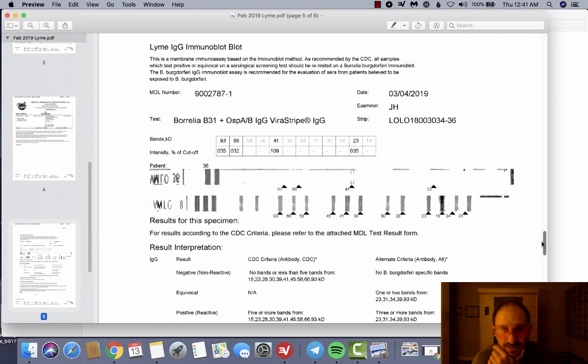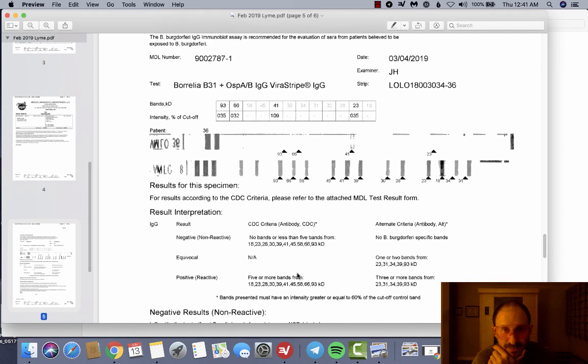Well, maybe I can try to figure this out here. Positive, five or more bands from 40, 35. No. 30, so I don't even have five or more bands. You see what I mean? So it's like one or two bands from 31. Wait, 40. Let's see, 23, I guess, is here. I don't know. You see, this is really confusing for me.